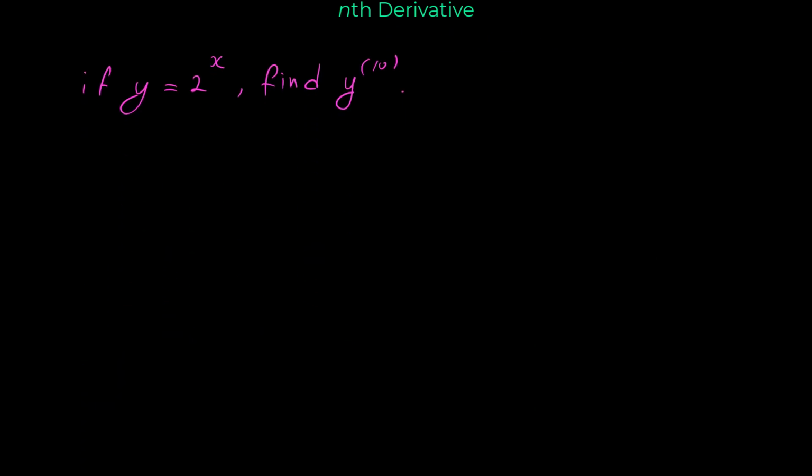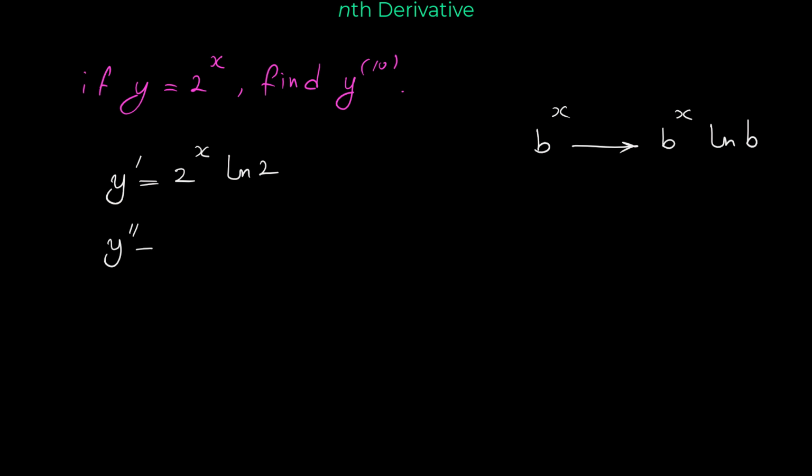Now look at this question. If y equals 2 to the x, find the 10th derivative of that function. First we have to find y prime. Derivative of 2 to the x is 2 to the x ln of 2. Let me remind you, in general, when we have b to the x, which b is a number, derivative of b to the x is b to the x ln of b. So derivative of 2 to the x is 2 to the x ln of 2.